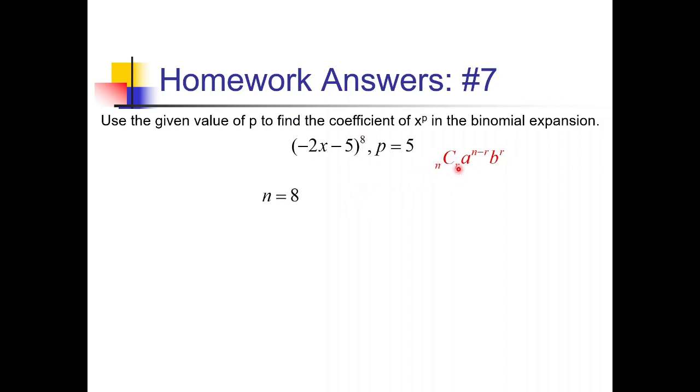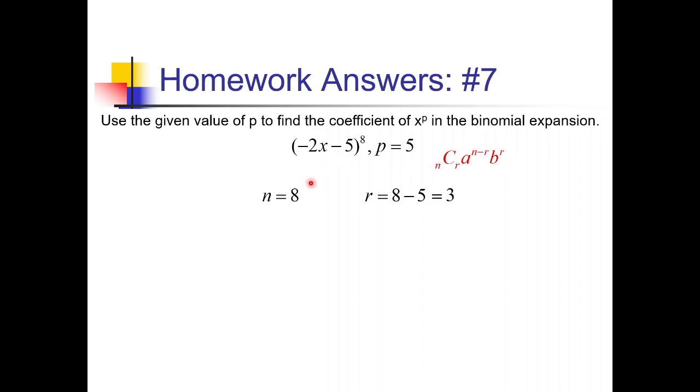And then r, since we start with the highest exponent and go down from there, is going to be the n value minus this p value. So if I want to get to the 5th power, I need to do 8 minus 5, which is 3. So the x to the 5th power would actually be the 3rd term after the first. There would be that initial term, and then this would be the 3rd after that.